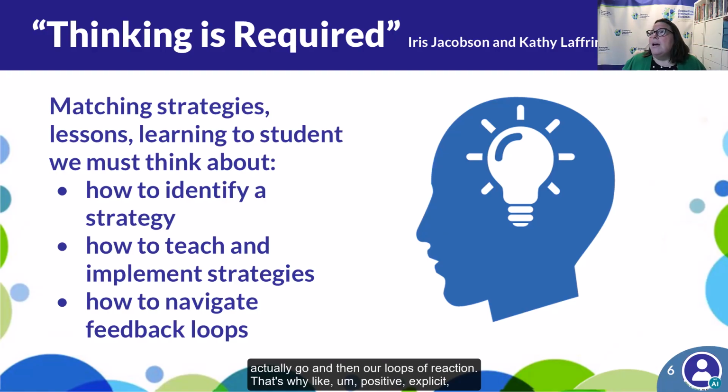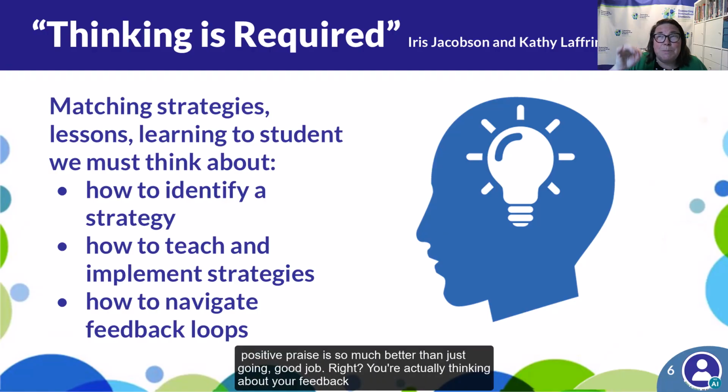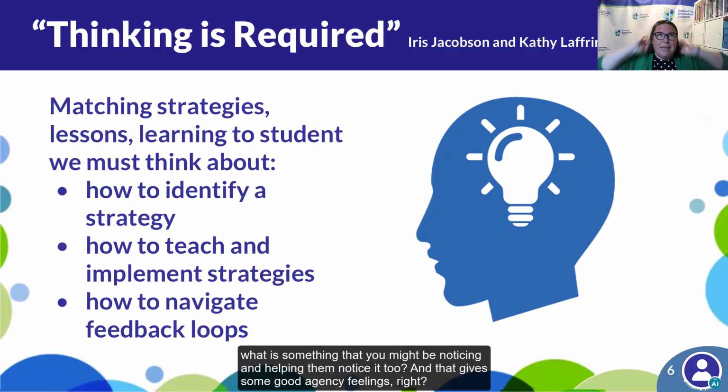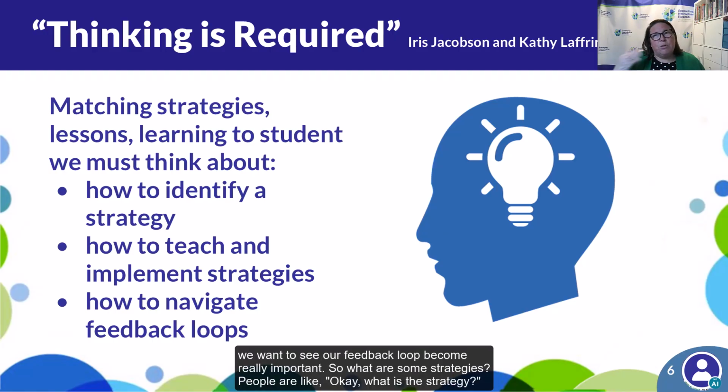That's why I like positive, explicit praise so much better than just going, good job, right? You're actually thinking about your feedback loop and applying it directly to what the child is learning. You're coding more. You're getting that child to actually pull up what is something that you might be noticing and helping them notice it too. And that gives some good agency feelings, right? That leads to motivation versus just going, good job, or telling the class, good job, right? It doesn't connect in the way that we want. So our feedback loops become really important.